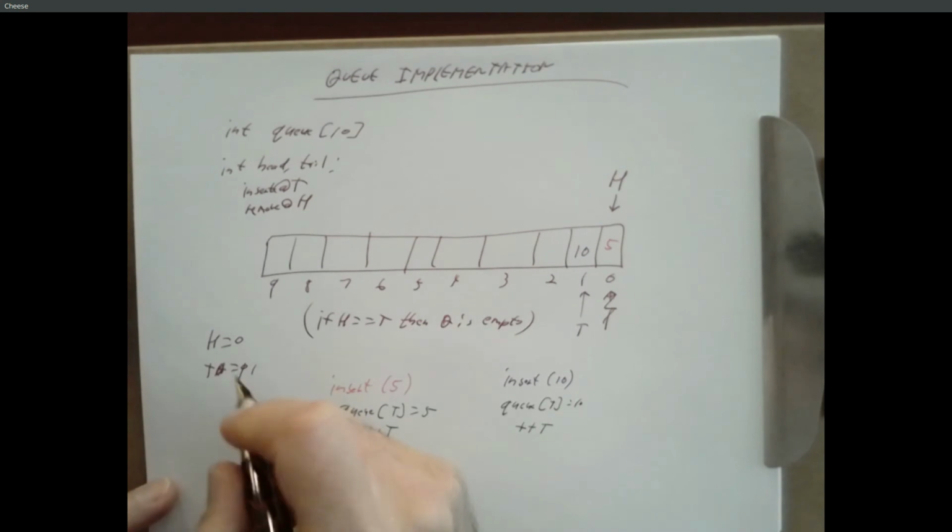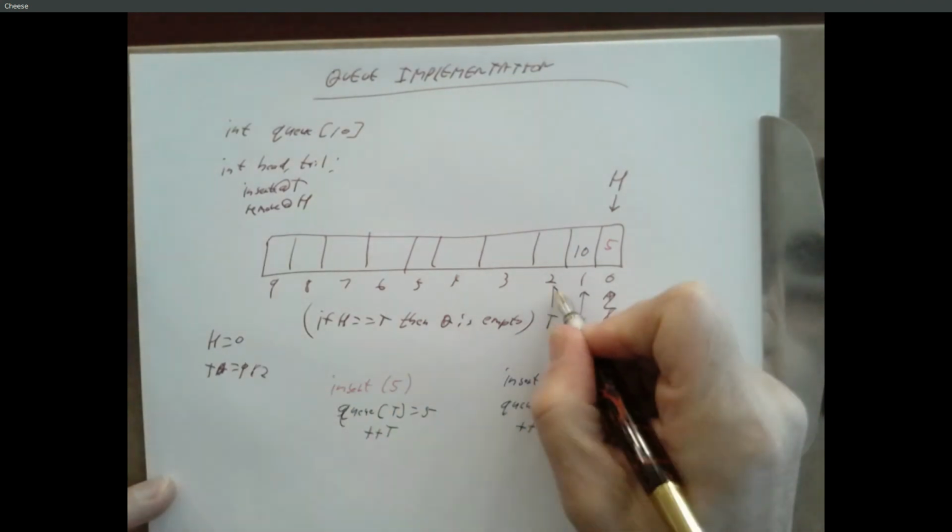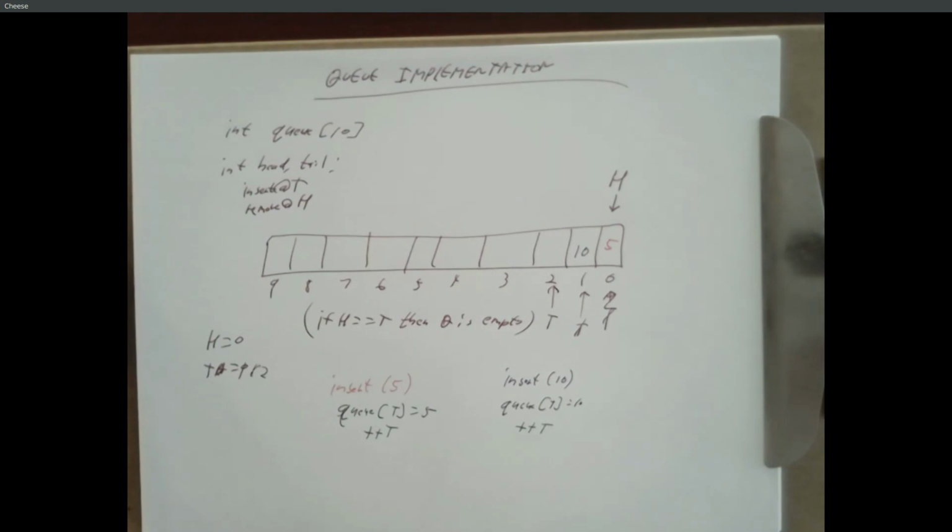So set the tail to 2, and now the tail points right here. So inserting is easy, right? We just copy it to the element pointed to by the tail, and then increment the tail to point to the next location. So suppose we want to remove.